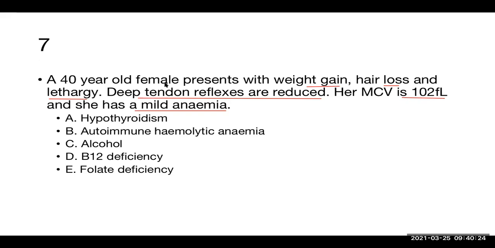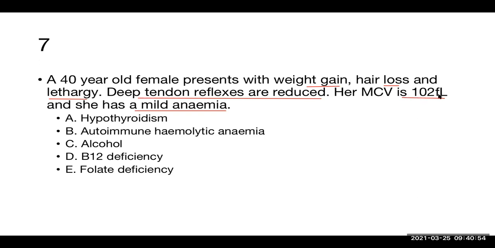Actually, she is a female, 40-year-old. In females, hypothyroidism is quite common. It has classical symptoms like weight gain, hair loss or alopecia, and lethargy. When we do the central nervous system examination, the deep tendon reflexes are decreased or reduced. And one more important thing here is that the relaxation phase of the deep tendon reflexes is prolonged. Okay, this is known as delayed relaxation.